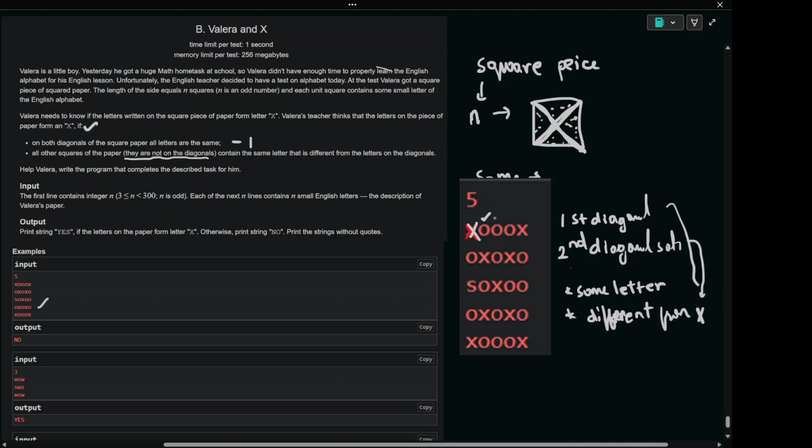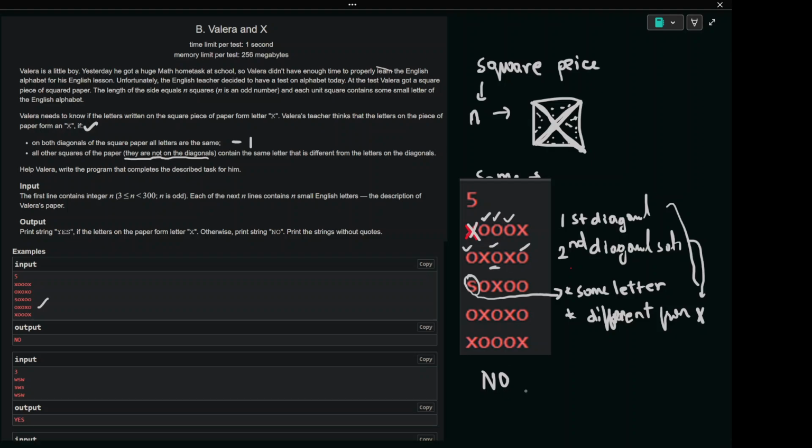It is o. Okay, that's good. O, good. But there is an s here. So what does it mean? This s is breaking one of the rules, that all of the others should be the same letter. So hence you will print out no, because s is different from o. Therefore it doesn't make a valid x, because there was some other element which was not equal to the other diagonal. I hope this problem statement is clear.